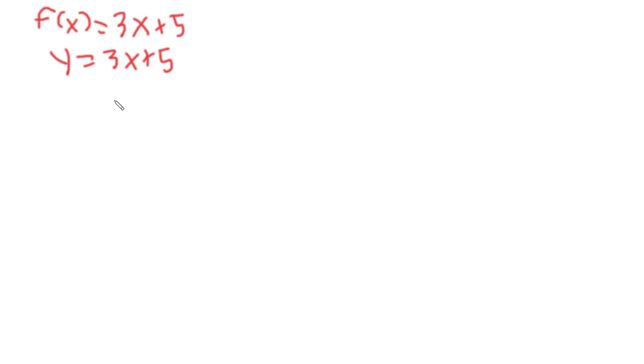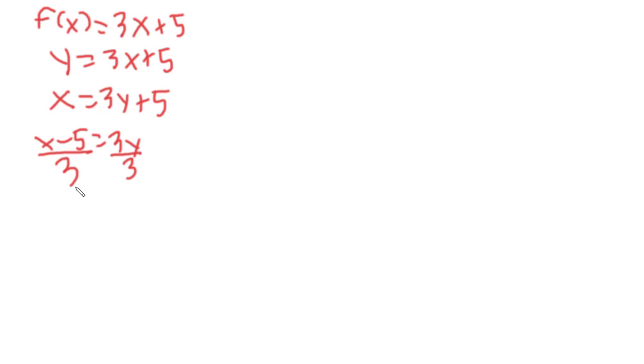And this is a step-by-step process. So as long as you follow the steps, it should be about the same every single time. Now we're going to swap my x and y. And now I want to solve for y. So I'm going to move the 5 over. Now divide by 3. So x minus 5 over 3 equals y.